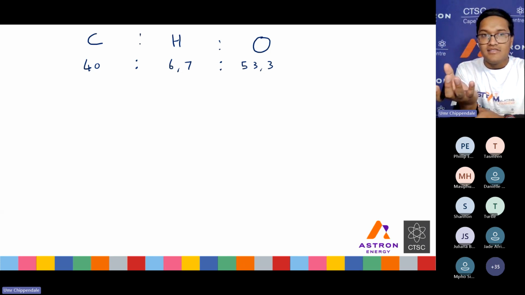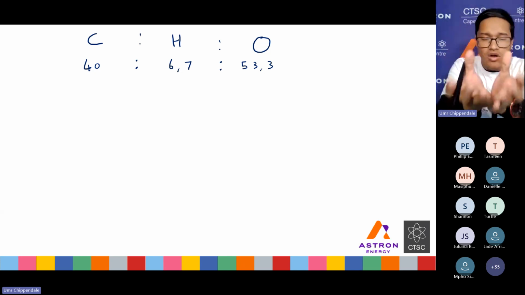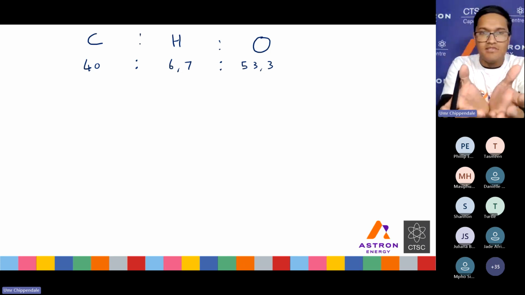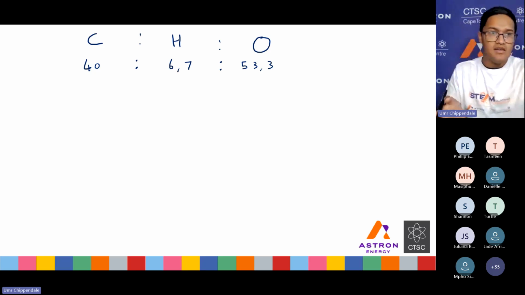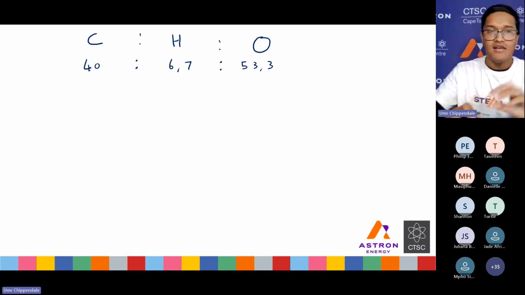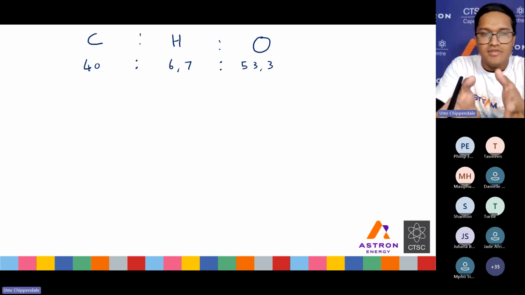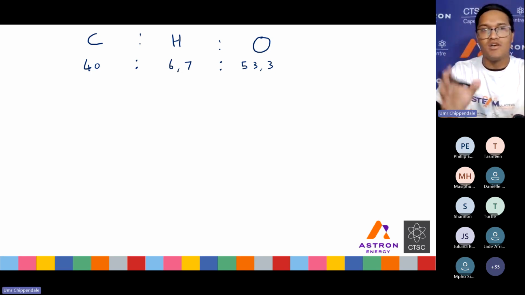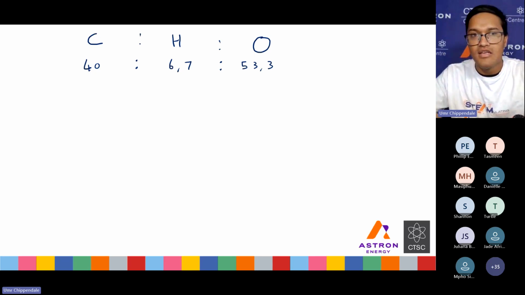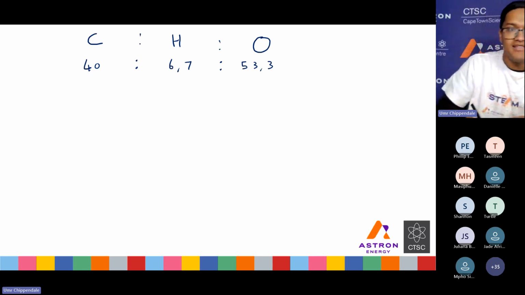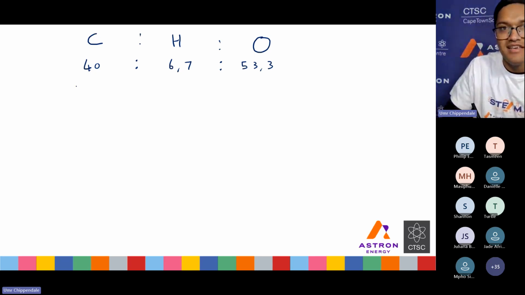Now, you take that your entire substance is worth 100 grams. If the total mass of your substance is 100 grams, that means the 40 in that substance will be carbon, 6.7 will be hydrogen, and 53.3 will be oxygen. So that is going to be your mass in that formula that you have.